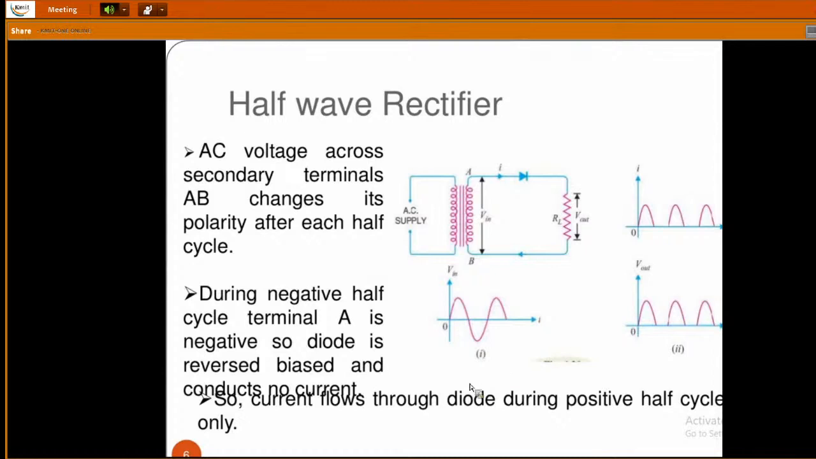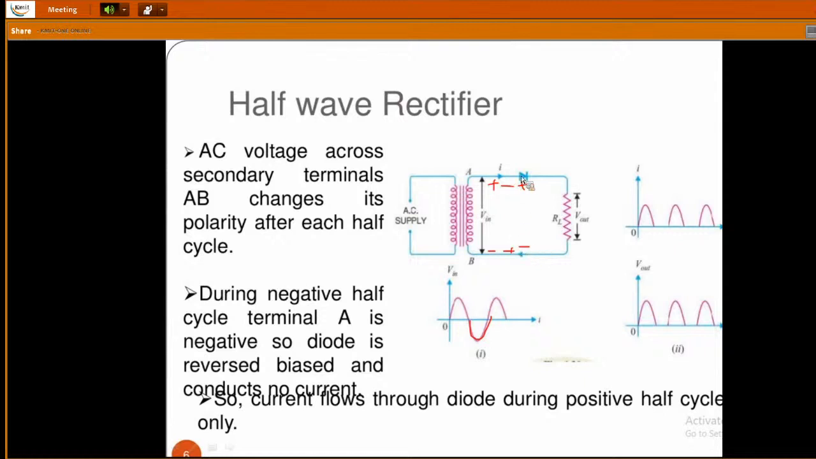Now, the same thing that I said just now. AC signal across secondary terminals. This is the secondary terminals of your transformer. It will change its polarity for each half cycle. During the first half cycle, one terminal becomes positive and the other becomes negative. During the second half, that means during this negative half cycle, the polarities reverse. And during the positive cycle, once again positive and negative. Now the polarities are going to be changed for every half cycle.